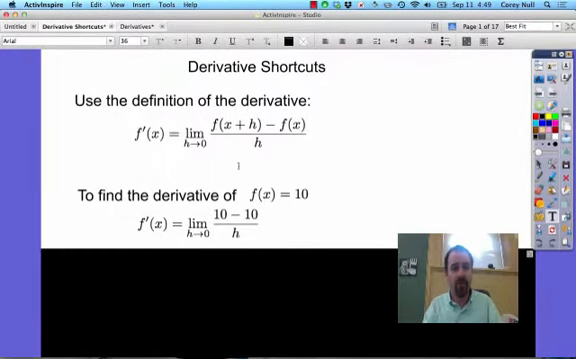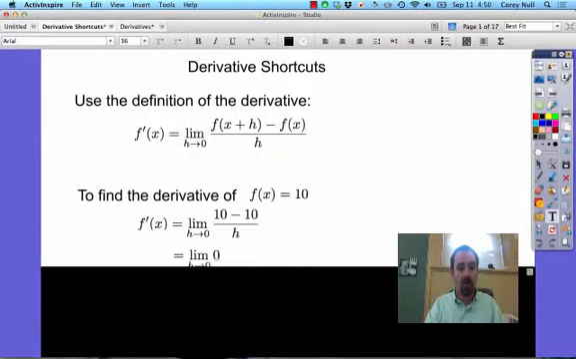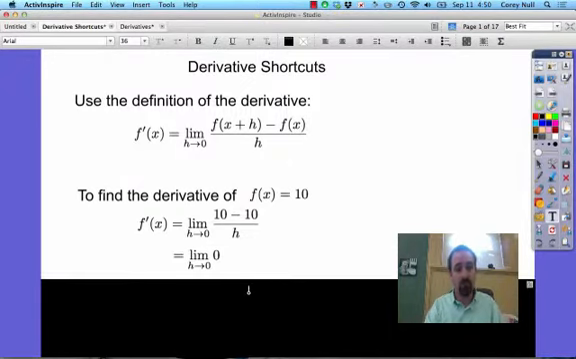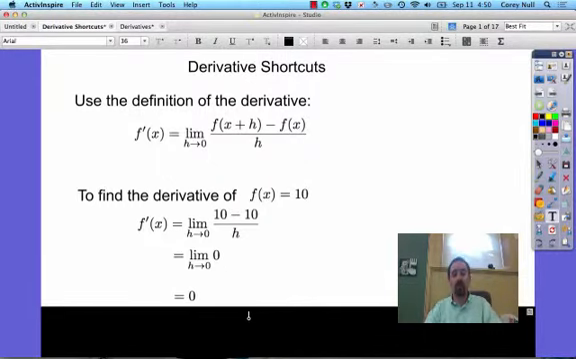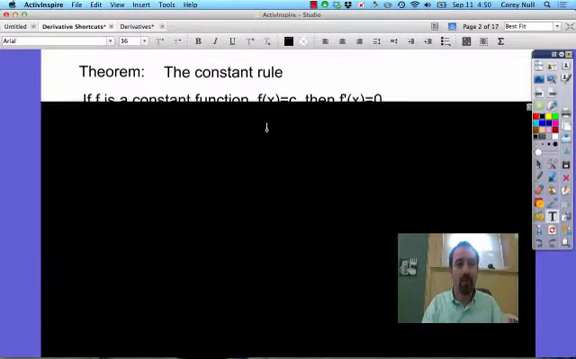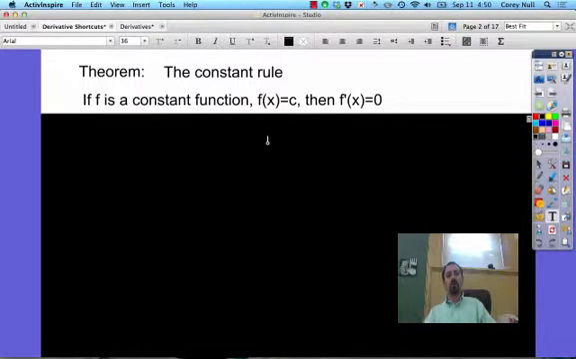Using this definition above, f prime of x equals the limit as h goes to 0 of f of x plus h minus f of x, over h. Well, there's no x here, so there's nothing to plug in. So it's just 10, minus f of x. Well, again, f of x is 10. So the numerator here is 10 minus 10, all over h. Well, that's the same as the limit of 0 as h goes to 0, because 0 over h is 0. So the derivative of a constant function is 0. All right, that was beautiful. That was so fun.